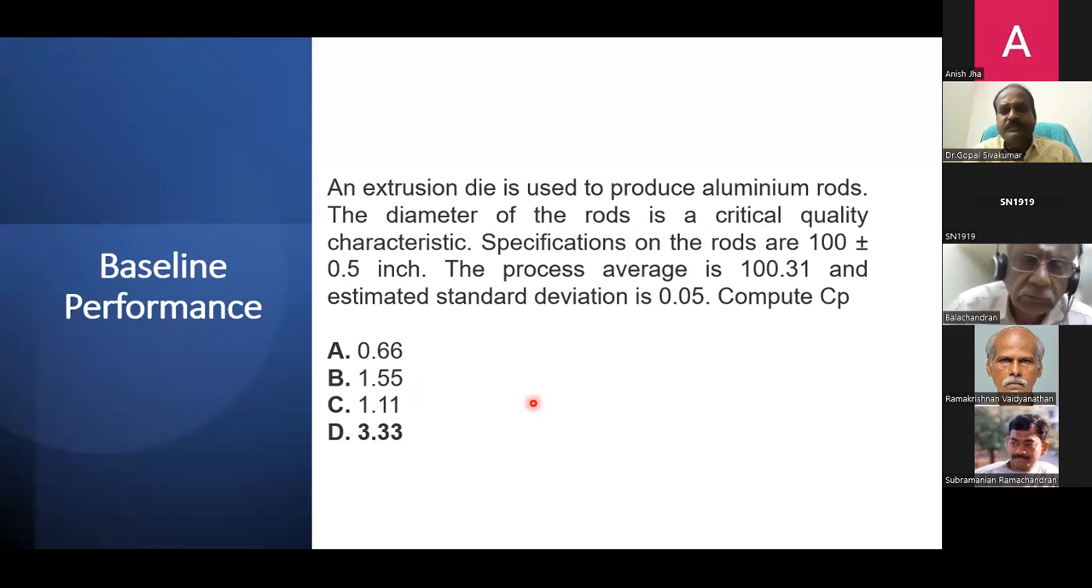Now moving on. An extrusion die is used to produce aluminum rods. The diameter of the rod is a critical to quality characteristic. Specifications of the rods are 100 plus or minus 0.5 inch. So the upper spec is 100.5, the lower spec is 99.5. The process average is 100.31 and the standard deviation is 0.05. You have to compute CP.